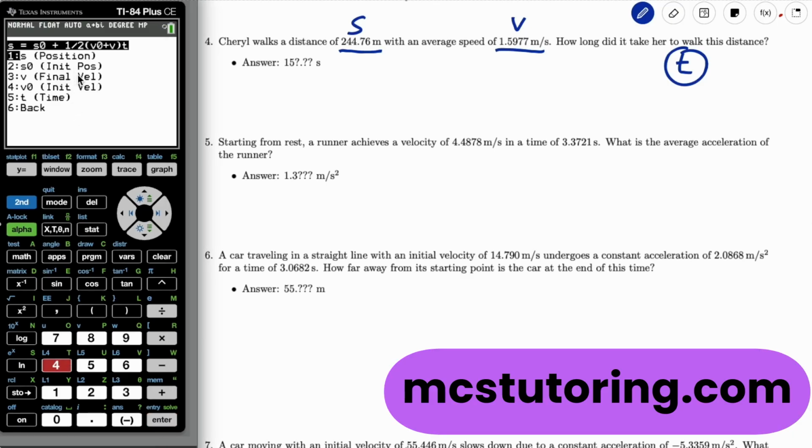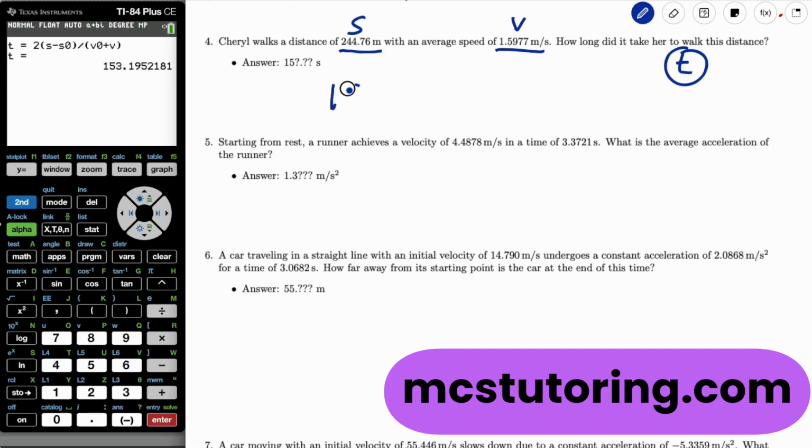So option 4. And then what are we looking for? We're looking for the time it takes, so that's option 5 here. And then, what's the s? What's the distance? This is the s, the final distance. S sub 0 means the distance or displacement at time 0, which is usually 0. So the regular s is going to be 244.76, and s sub 0, like I said, is normally 0. Velocity initial is the average speed, 1.5977. We're going to assume the velocity initial and velocity final are the same, 1.5977.